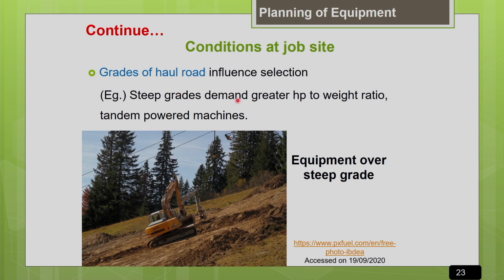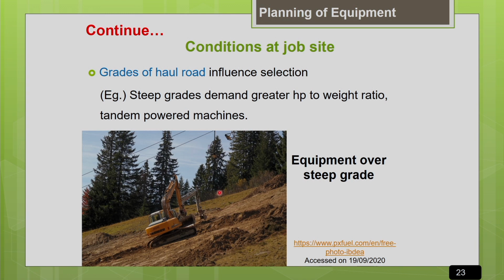So the steep grades demand greater horsepower machines, and on steep grades we have to go for tandem powered machines. So what are tandem powered machines? Basically there are some special machines where all the axles are powered. Okay, all the axles in the machine will be powered. So there will be twin engine component which will deliver more power to the machine.